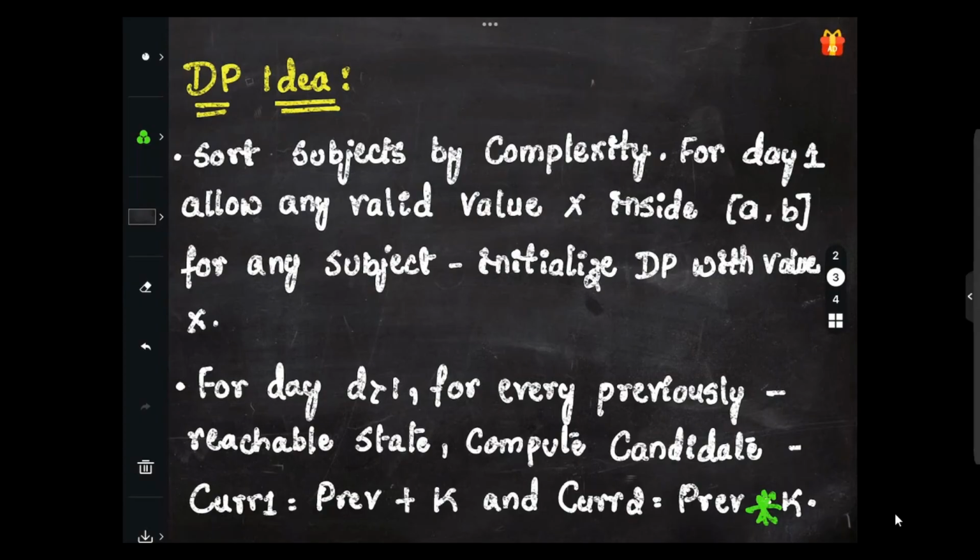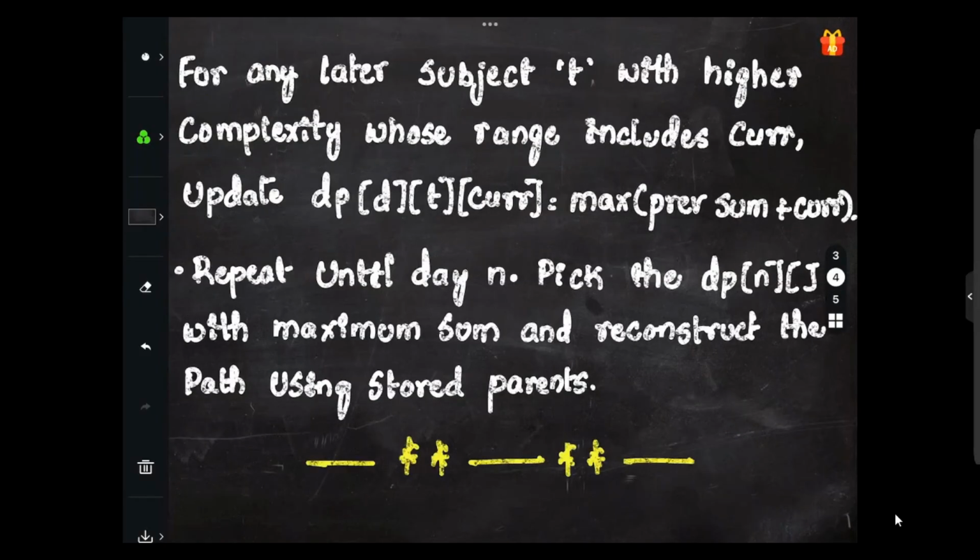For the chosen subject i, we have to pick xi that belongs to ai comma bi. For each day i greater than 1, xi must equal either previous plus k or previous into k. They have given this in the question itself, which I stressed earlier. For day greater than 1, for every previously reachable state, we compute the candidates: current 1, which is previous plus k, and current 2, which is previous into k. This is fine. Let's move on with the next step.